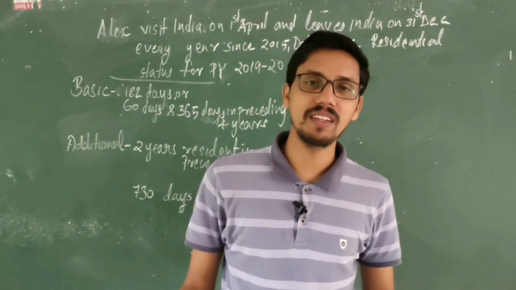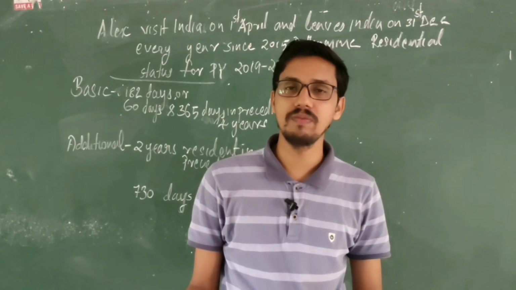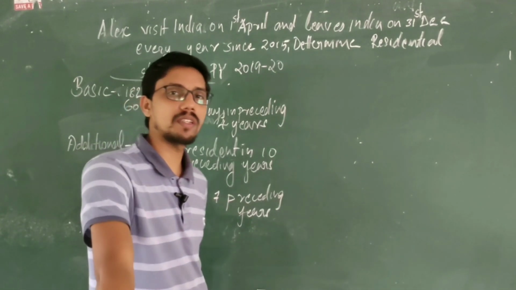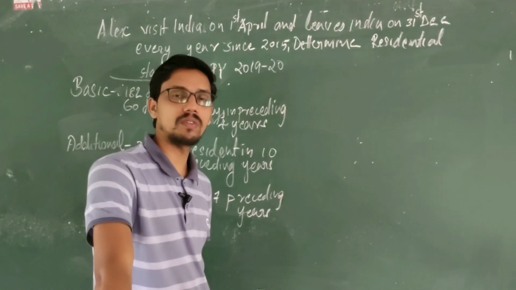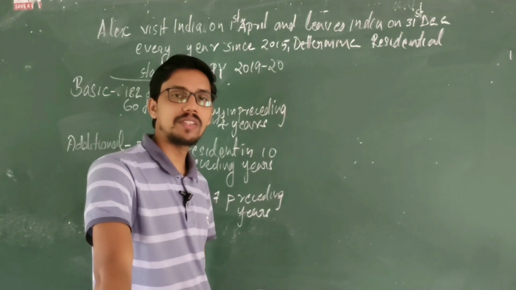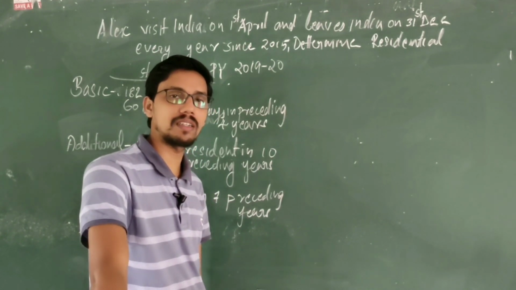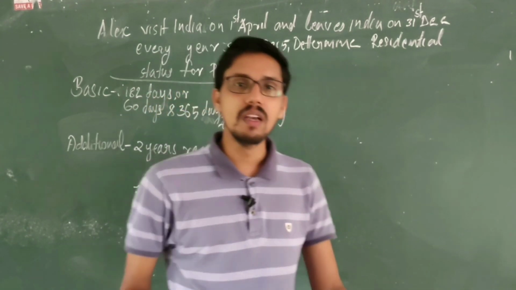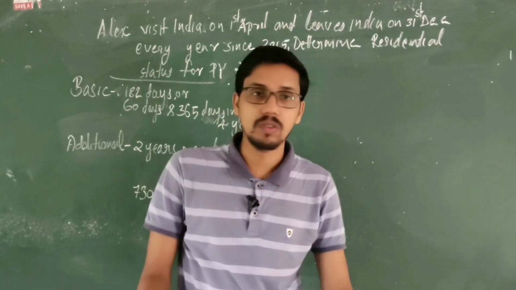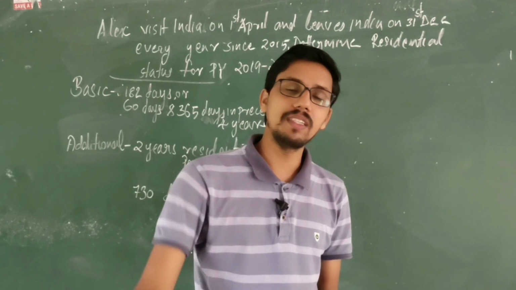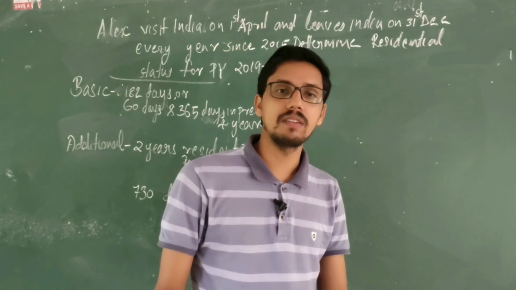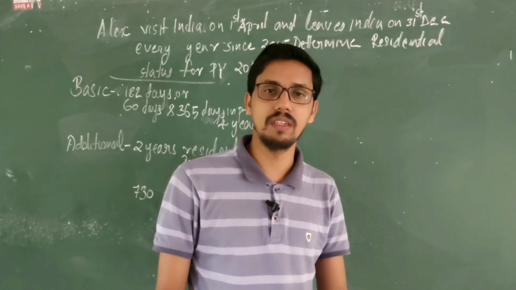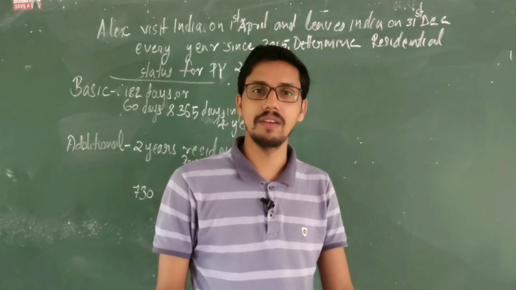Today we can do some of the numericals regarding the residential status of an individual. Here is a question. Bradley visits India every year on 1st April and leaves India on 31st December since 2015. Determine his residential status for the previous year 2019-20. Let me read again. The name is Alex. Alex visits India on 1st April and leaves India on 31st December every year since 2015. Determine his residential status. This is the question.